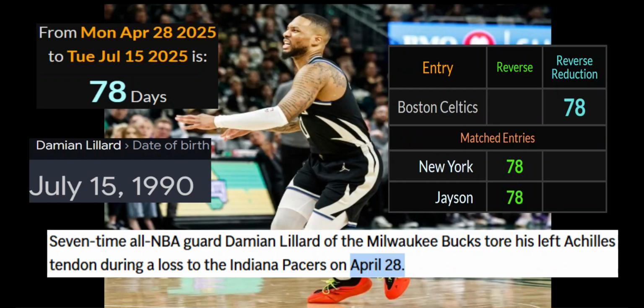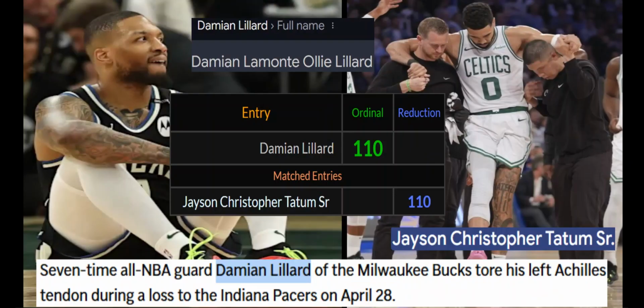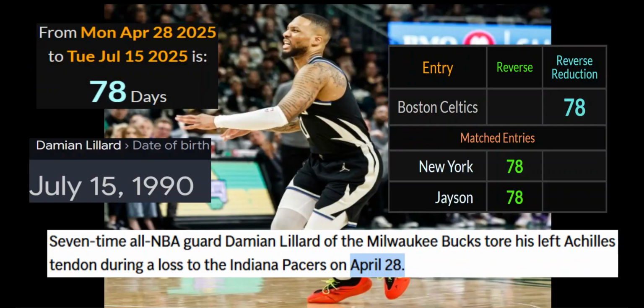There's more. Lillard's injury, 78 days before his birthday. Boston Celtics equals 78. New York equals 78. Jason equals 78, and that's how he spells Jason. Look at that. Knicks, Celtics.